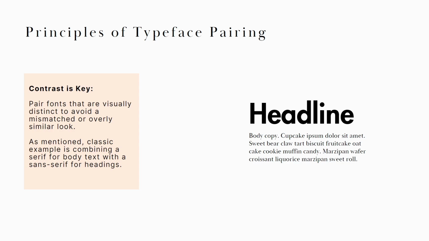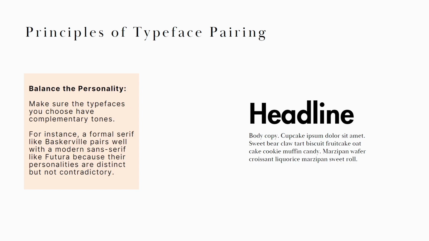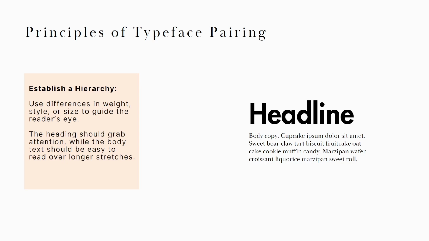And what we want to think about is the contrast. We want contrast where the font pairs are visually distinct, to avoid that mismatched or overly similar look. And again, a nice combo with this is what we just saw, a sans serif for the header and a nice serif for the body text. You want to make sure the personalities talk to each other so that they have a sort of complementary tone. So something like a Baskerville is going to look good with a Futura because their personalities are distinct, but they're not contradictory.